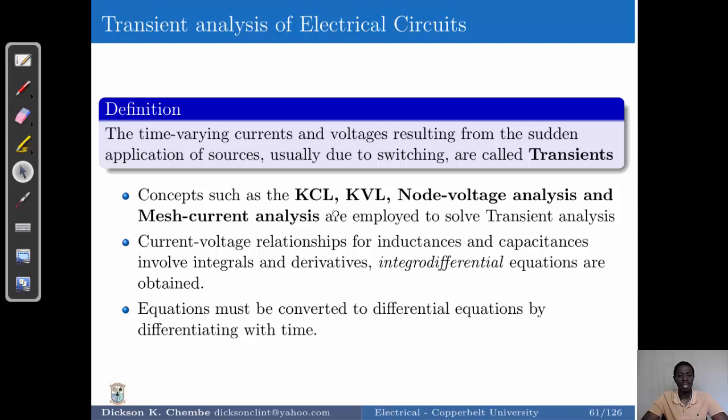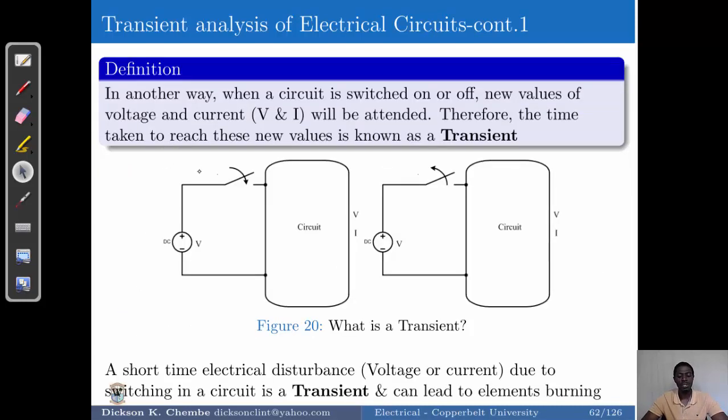Otherwise, we're looking at current-voltage relationships for inductances and capacitances, and these will involve integrals and derivatives, what we call integral-differential equations. And these integral-differential equations must be converted to pure differential equations for us to be able to analyze transient circuits.